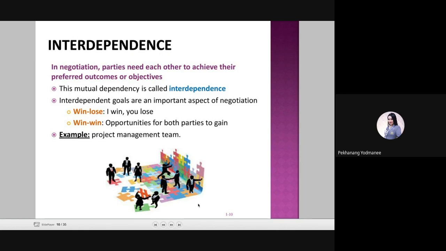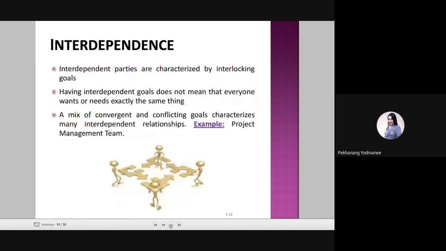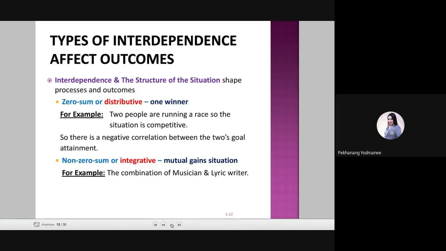Win-lose: I win, you lose. Win-win: opportunities for both parties to gain. That's the example that I just explained already, the project management team. And next, interdependent parties are characterized by interlocking goals. Having the interdependent goal does not mean that everyone wants exactly the same thing. And next, type of dependence affects outcomes.